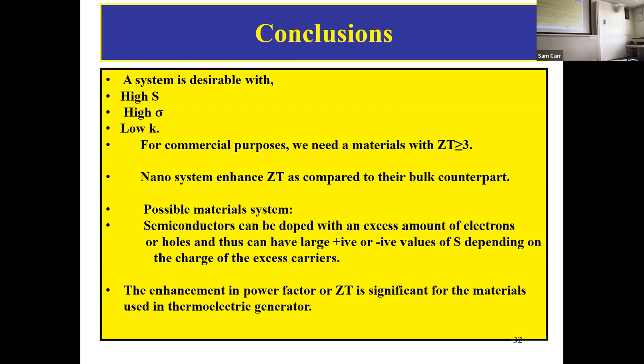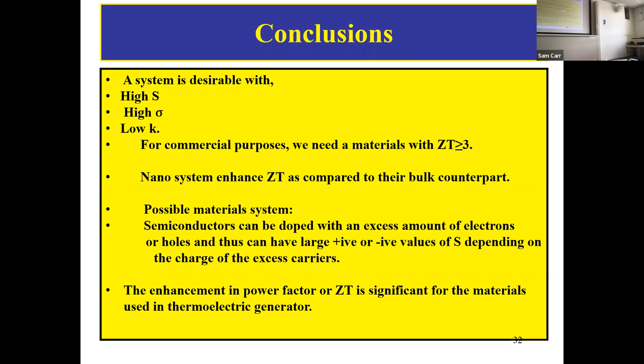For commercial purposes, we need to increase the ZT value, the figure of merit, to greater than 3. Right now, what we have achieved is about 1.9, which is not suitable, because the petrol engine right now is using 35% of the fuel. If we increase the ZT to 3, then it will be 38%. But if the efficiency is less than petroleum, then it's of no use.